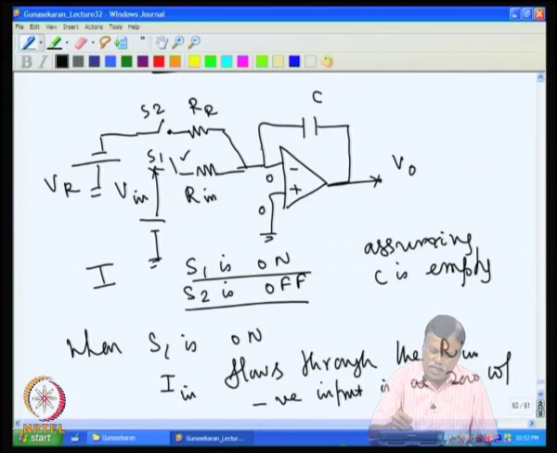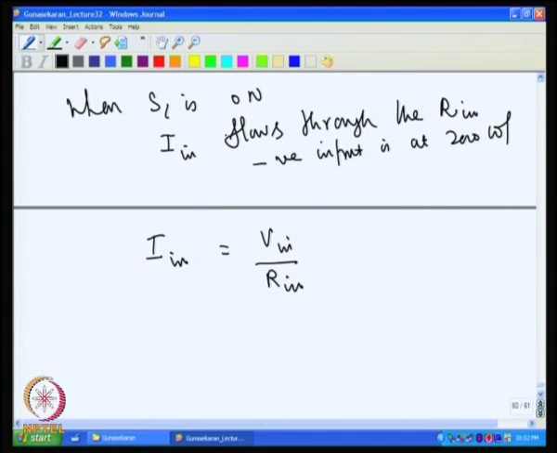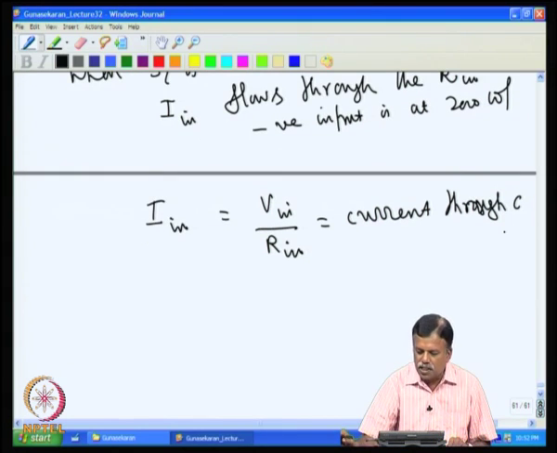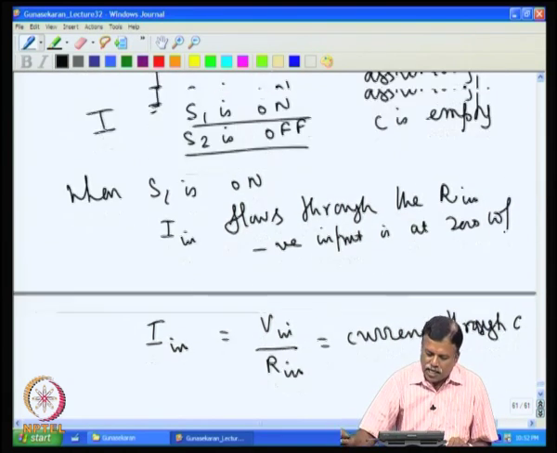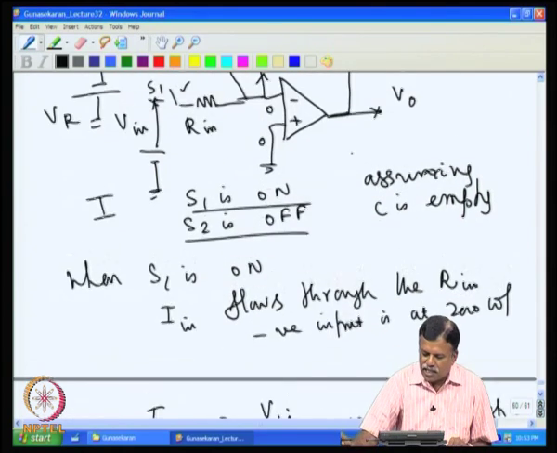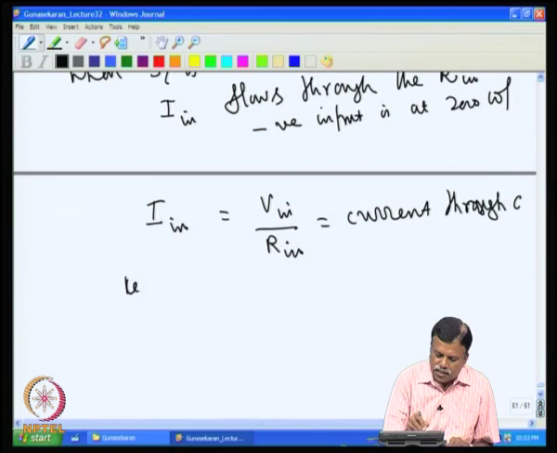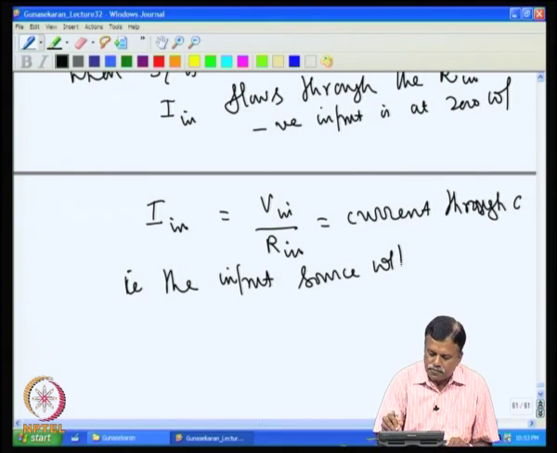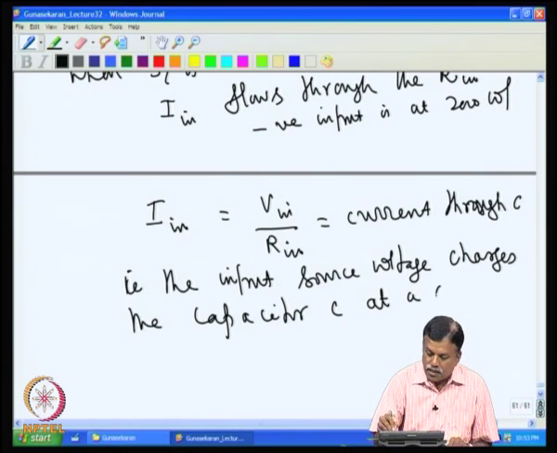Then if you look at the current through C, the corresponding current through C would be the same. Now, the current through C is known, so the capacitor will keep charging. Once I connect S1 on and S2 off, the input source voltage V in charges the capacitor C at a constant rate.